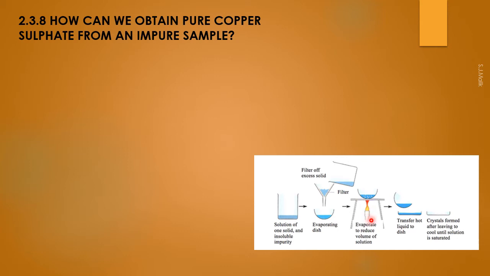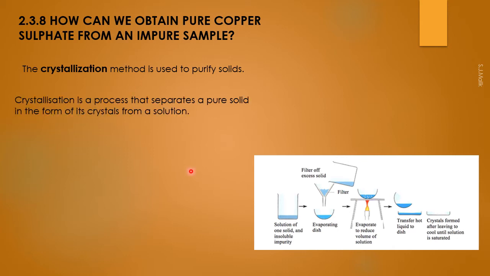Now transfer that hot liquid to a dish and where crystals will be formed after leaving it to cool until the solution is saturated. So that is the process of obtaining pure copper sulfate from an impure sample. And this method is known as the crystallization method, and that is used to purify solids.